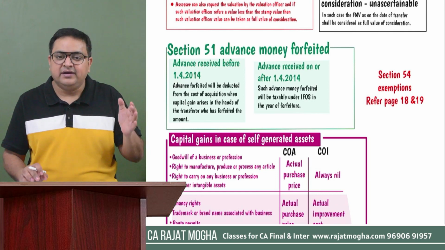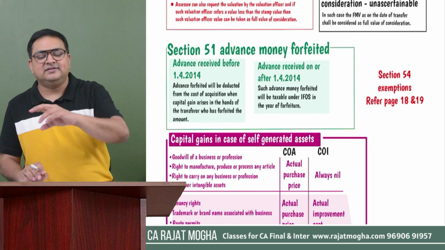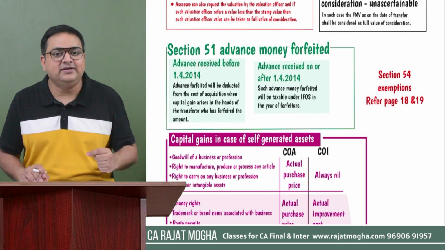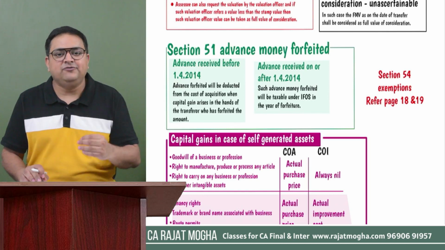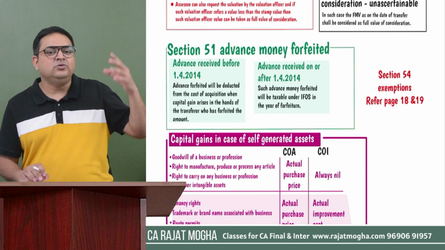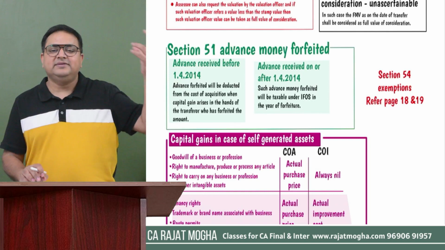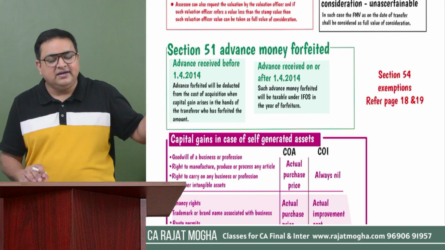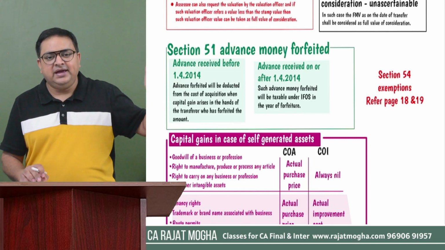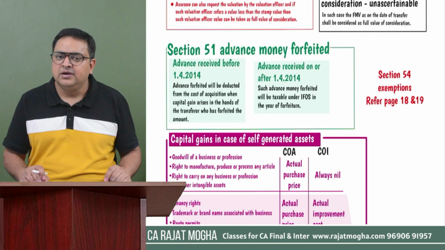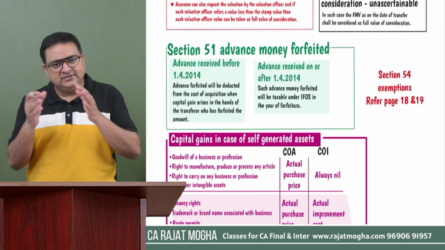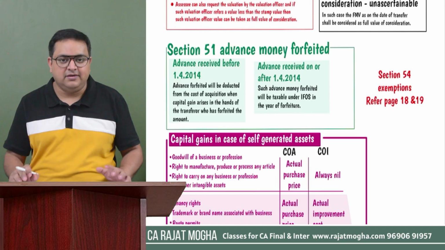So we have to wait. Whenever the person who has forfeited the amount sells this asset to some other person, in that case, while computing the capital gain, we will reduce the forfeited amount from the cost. And if there is indexation, it will be done after reducing the amount, right?